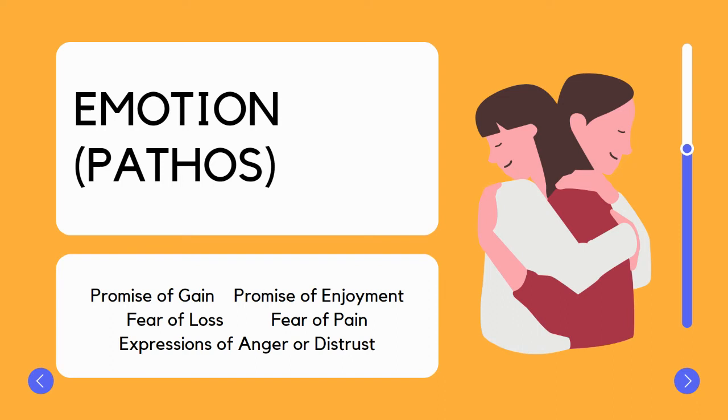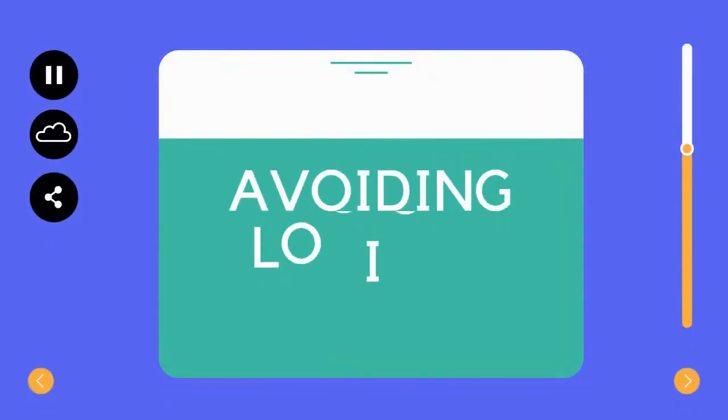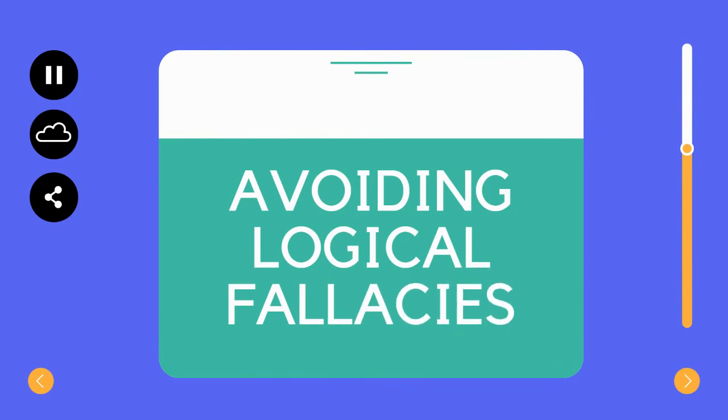If you're using emotions, you want to use positive emotions as much as possible. Negative emotions should be used sparingly because it is, again, manipulative. And those things can lead into actual logical fallacies in arguments, which, what a great segue into avoiding logical fallacies. Did on purpose.